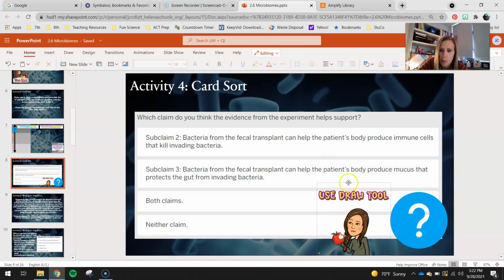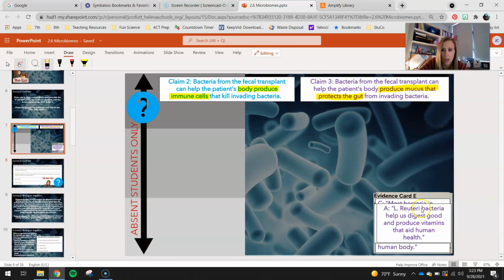Notice how there's a question mark, and there's a little Bitmoji of me saying, yo, use your draw tool. You're going to click up here and decide which claim the evidence from the experiment helps support. Does it support only one, both, neither, or subclaim 2 or 3? Circle and/or highlight the subclaim you think is supported by the evidence you just read on these little cards.